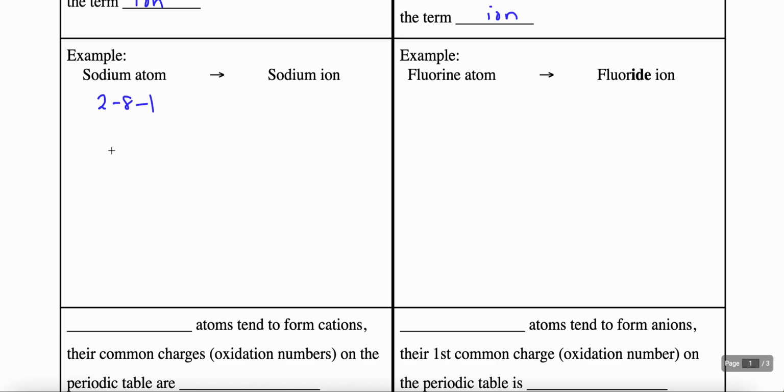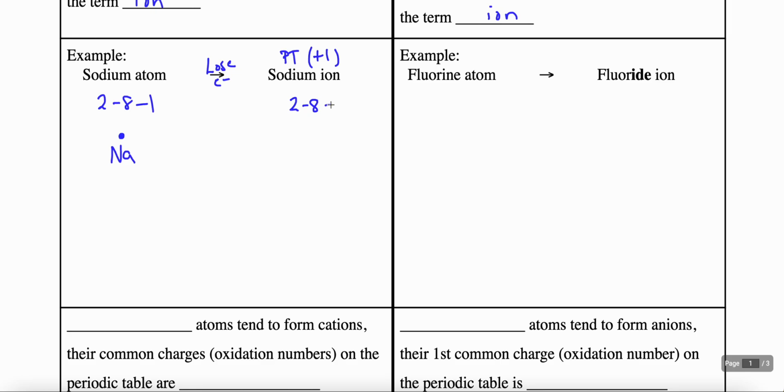When we draw its Lewis dot diagram, we have Na, it only has one valence electron, so it has one dot. And what happens is that if you go and look on the periodic table, the sodium ion, its oxidation number on the periodic table, it shows in its upper box a +1. So the sodium atom, it will lose an electron. So instead of being 2-8-1, it now has a configuration of 2-8.